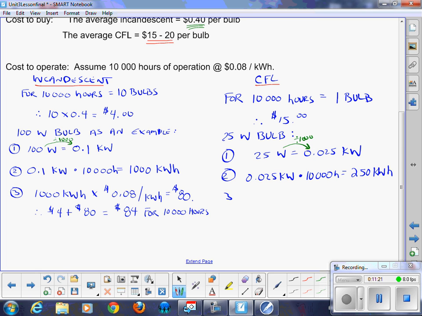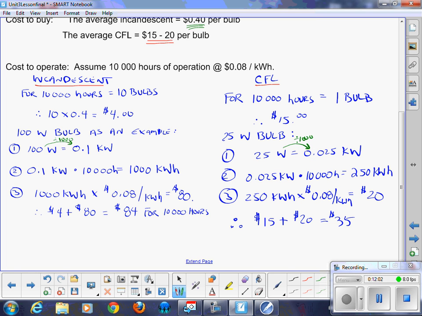Final step then is to take our kilowatt hours, 250 kilowatt hours, multiplied by the cost, 0.08 per kilowatt hour. That means the cost to run these light bulbs for the same amount of time is going to be $20. So how much did the CFL cost us? Well, the purchase price we said was $15. It's going to take $20 to run it for 10,000 hours. So final cost here is $35. Even if the bulb was actually $20, you're still well under half the cost of running the incandescents.